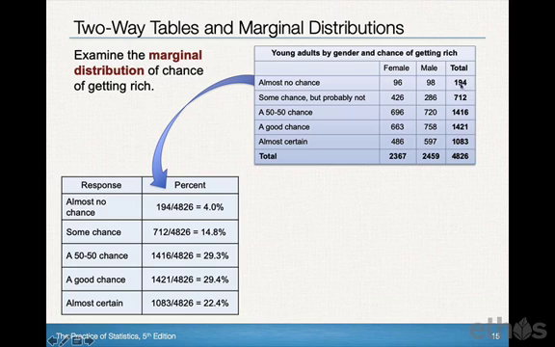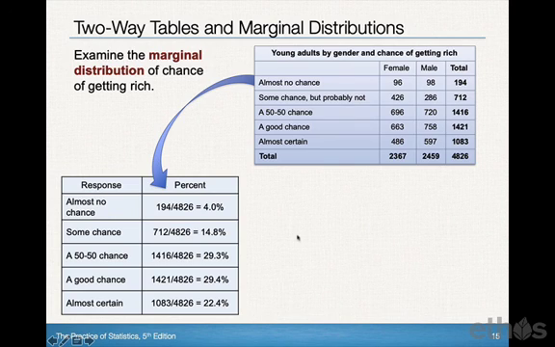See, the 194 up here is here, and there are 4% of respondents to this survey that think they have almost no chance of ever becoming rich. On the other hand, we have 29.4% of respondents thought that they had a good chance of becoming rich in their lifetime, and 22% were almost certain. That's a very high number in my opinion. But marginal distributions are always taking numbers from the margins only. There are no numbers coming from the joints in marginal distributions.